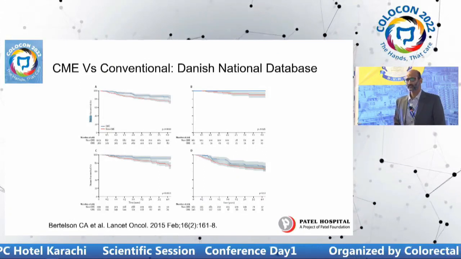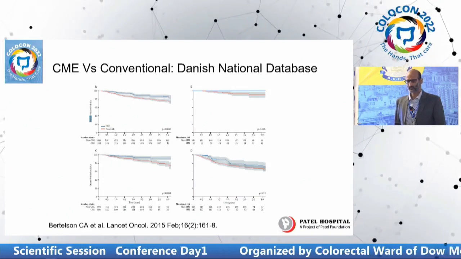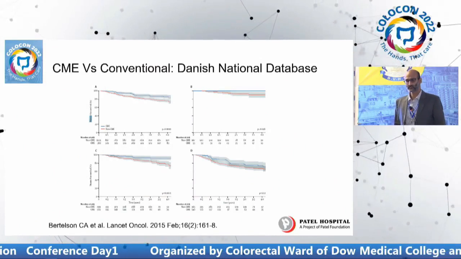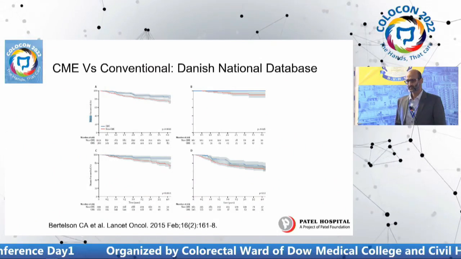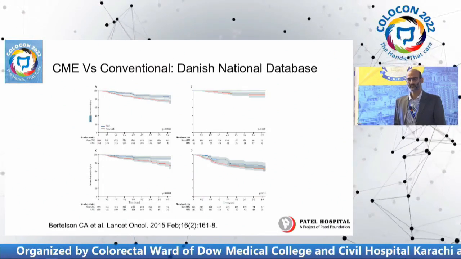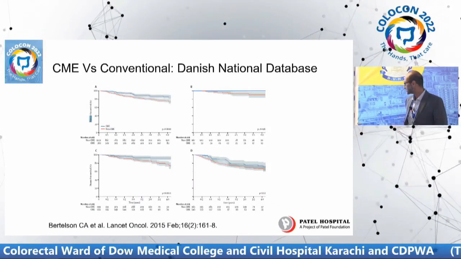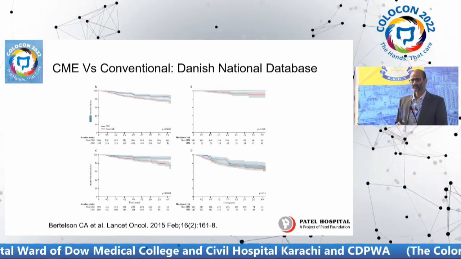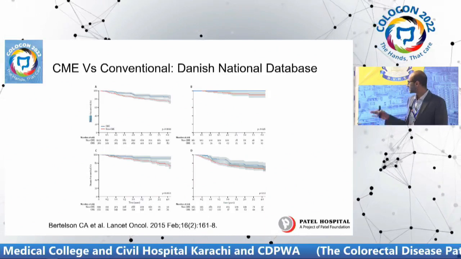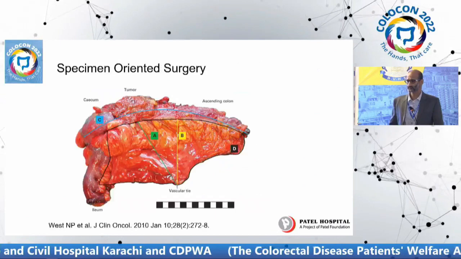So taking lead from that, Denmark basically included all their centers that were performing. They got trained and started performing complete mesocolic excision, and they compared the Danish National Colorectal Database for patients who underwent CME compared to conventional colon surgery. And they found that the patients who underwent CME did better, all comers as well as stage 1, stage 2. The curves seem to merge towards stage 3, but there is still an improved survival that they showed.